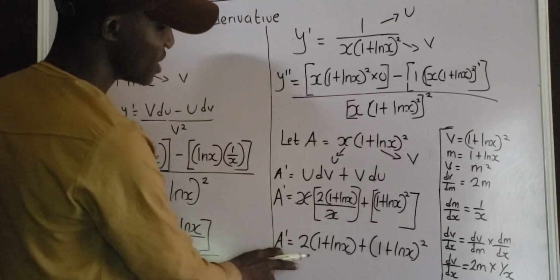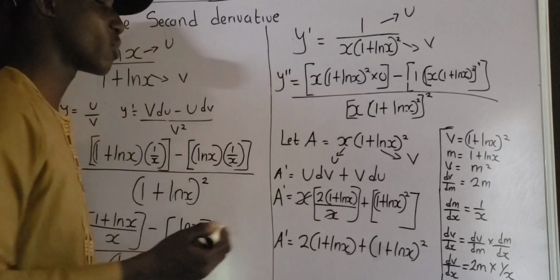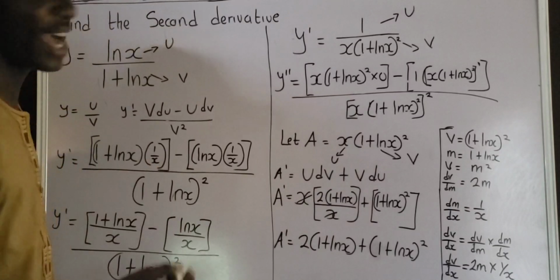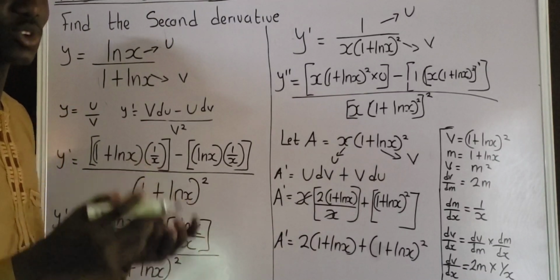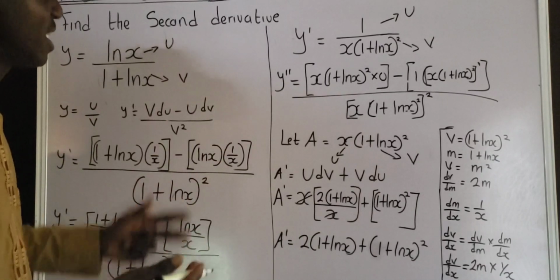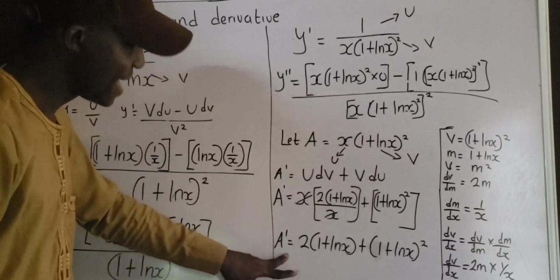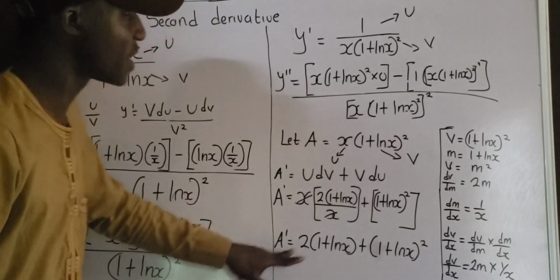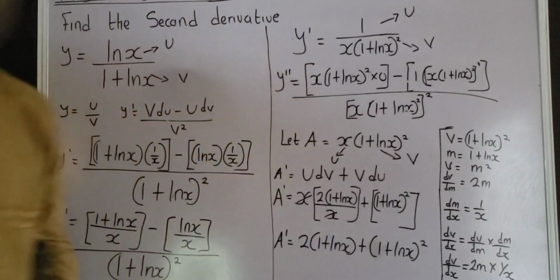The derivative of a is equal to 2 into bracket 1 plus ln x, plus (1 plus ln x) raised to the power of 2. I have not done anything that you didn't understand. If you didn't understand, kindly watch the video again and you are going to understand. The next step is that I'm going to substitute a and the derivative of a into this place.